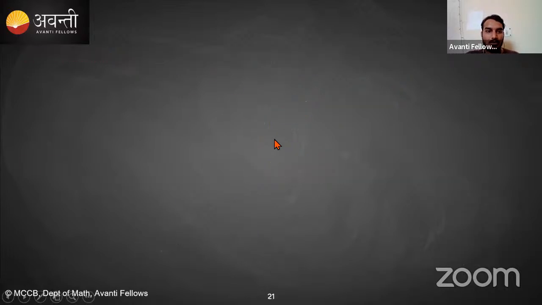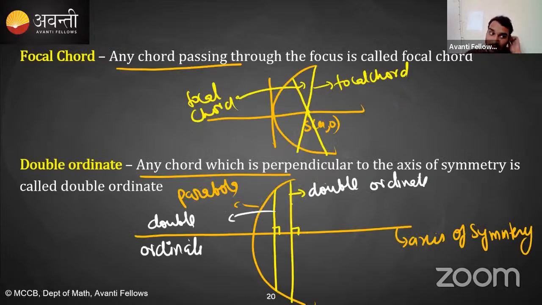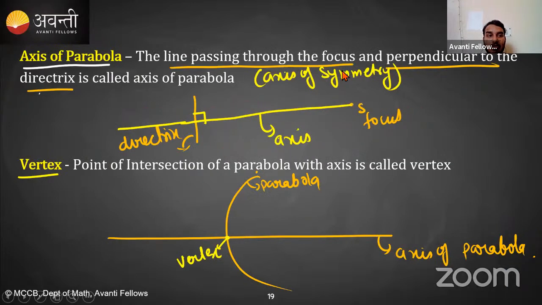Okay, so let me just repeat again. What is a focal chord? A focal chord is a chord which is passing through the focus of the parabola. Double ordinate: any chord which is perpendicular to the axis of symmetry is called a double ordinate. That's all. Clear, everyone? This terminology is clear. These are very, very important terms. So what did we discuss in terminology?